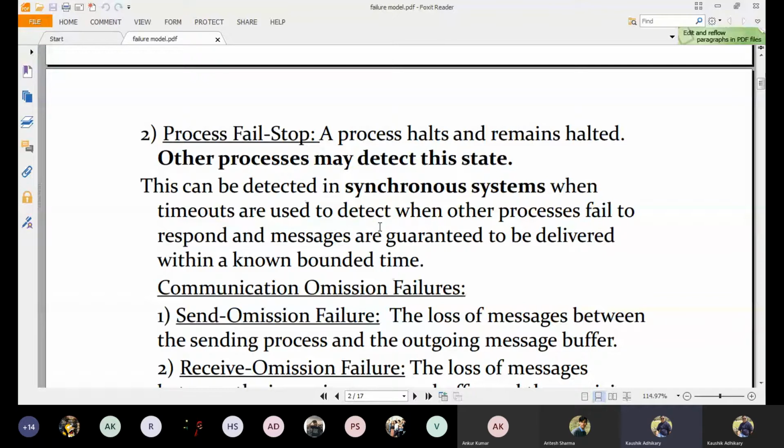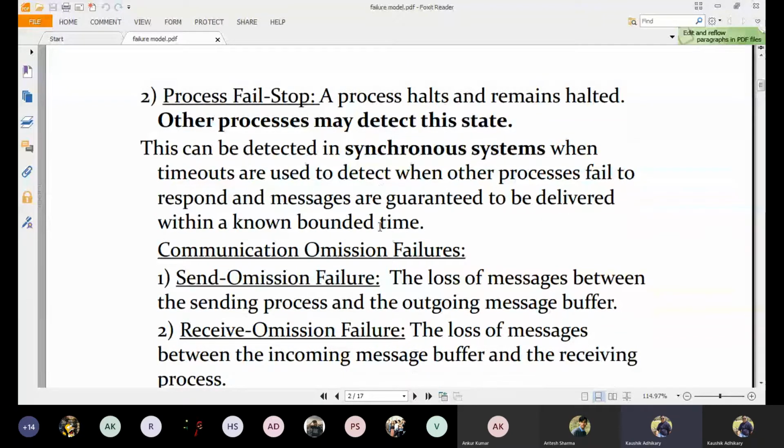As I discussed, in a synchronous system we have time limits. We know when a sender is going to send a message, how much time it will take to reach its destination, and how much time the receiver will take to respond. So this fail-stop happens in a synchronous system, and other processes, that is a sender, can know whether a receiver has crashed or failed or not.